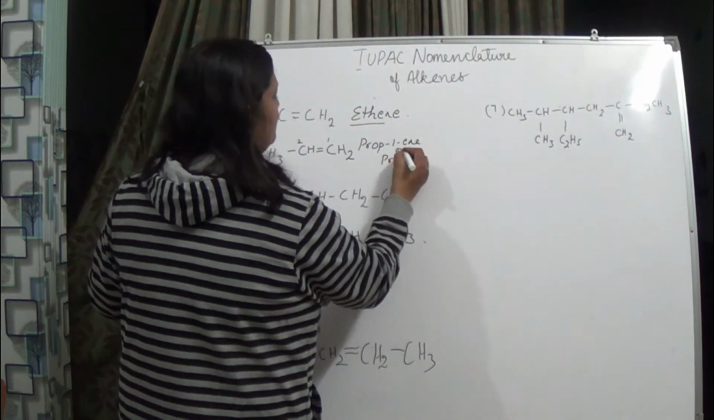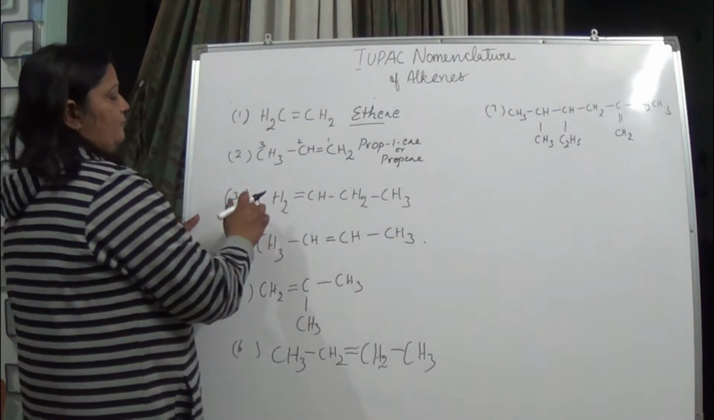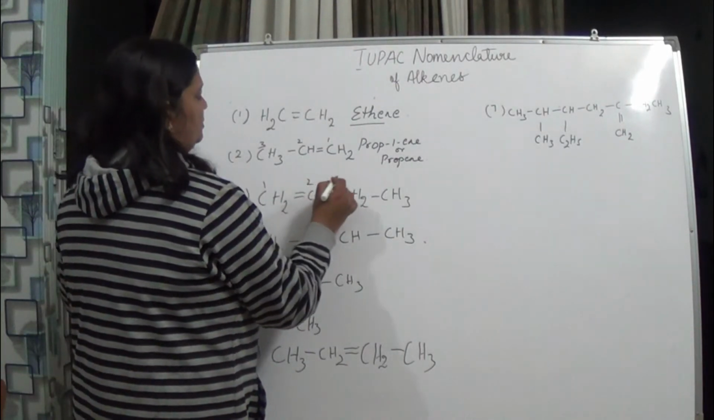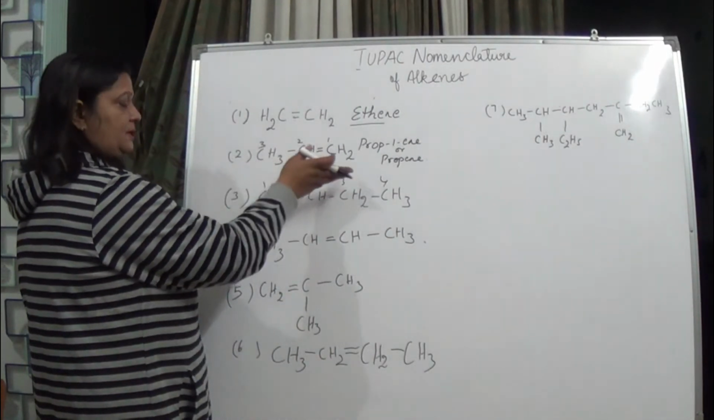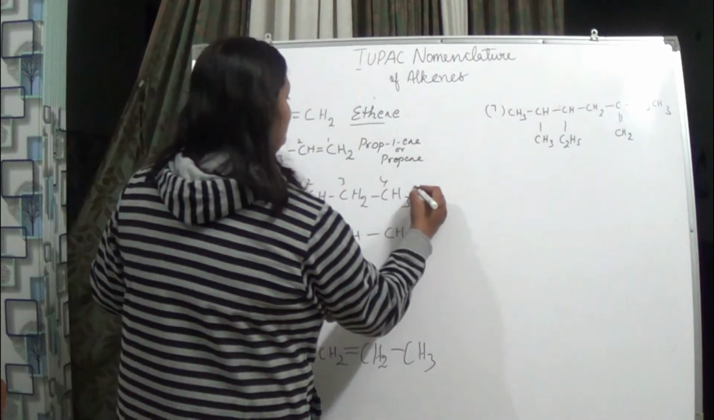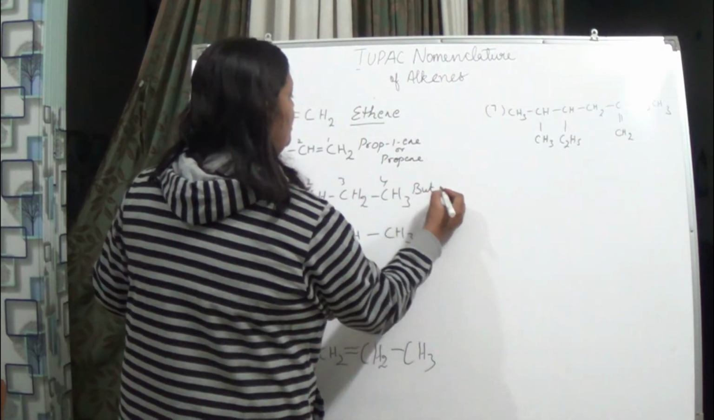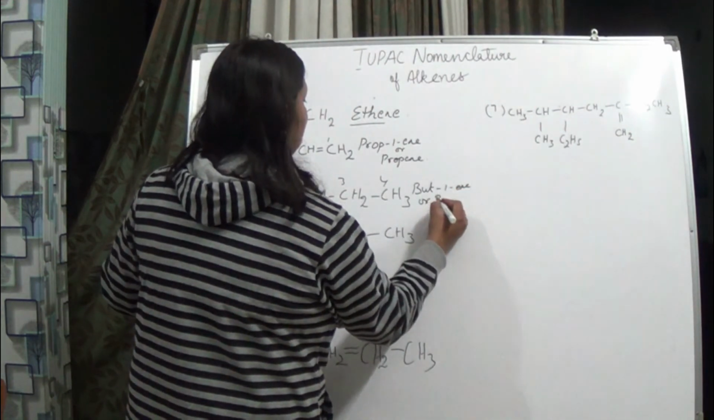Now the next one. Here 4 carbon atoms: 1, 2, 3, 4. The double bond is at the first position, so I have started naming from this side. So it becomes what? But-1-ene, or butene.